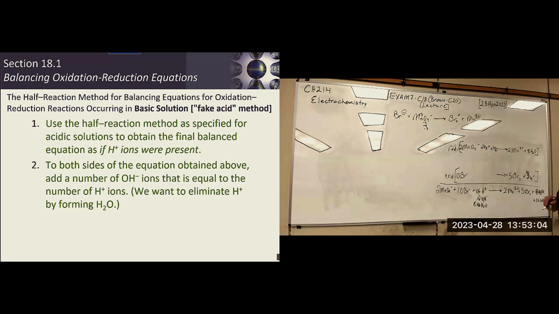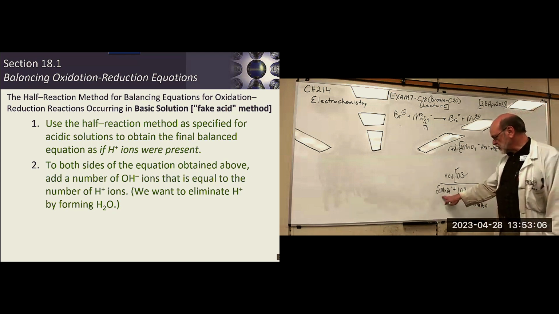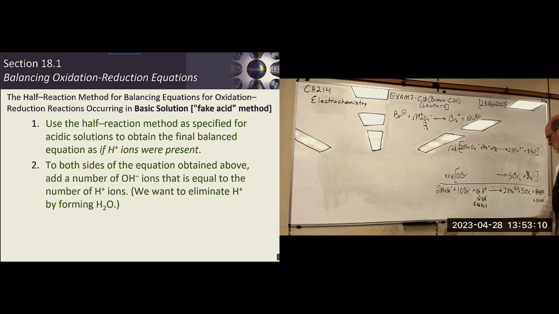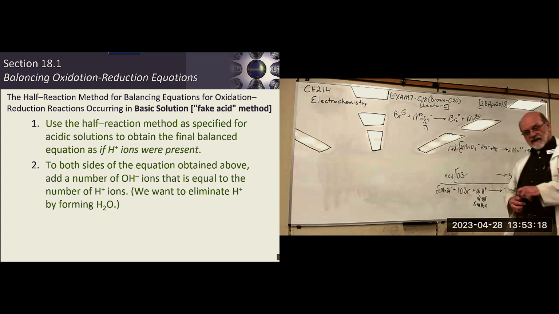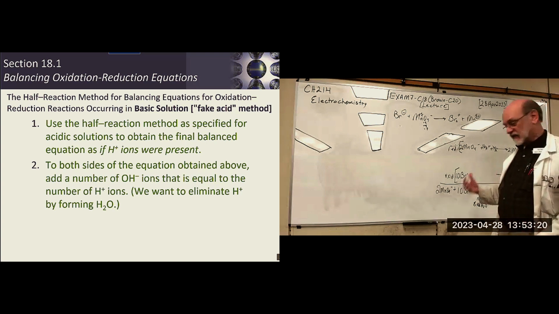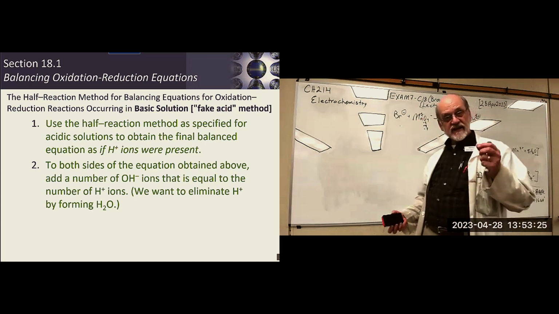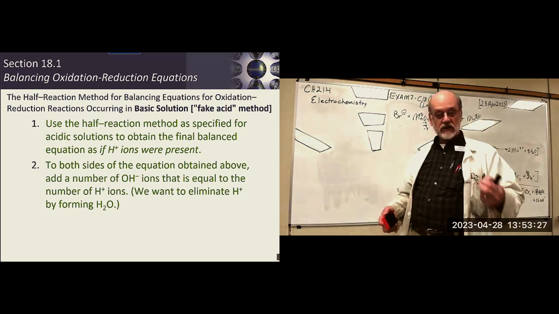So now we would have 2 manganates, 10 bromides, 8 waters, 2 manganese 2 plus, 5 bromine, and 16 hydroxyls. That would be in basic solution. And that's it. You just balance it as an acid first and then change it.